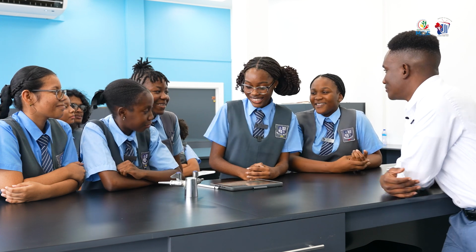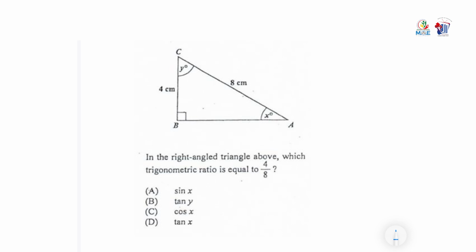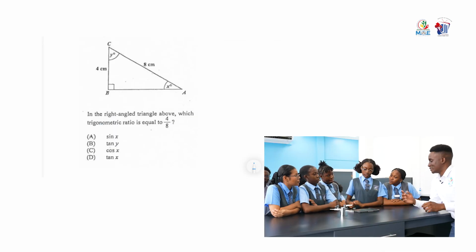It's big math. All right, the first question says, in the right angle triangle above, which trigonometric ratio is equal to 4 over 8? You have 4 options. The floor is yours.